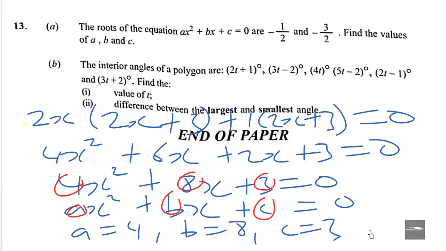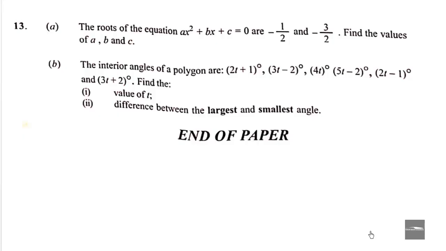And let's look at the b part of the question. We are given the interior angles of a polygon to be 2t plus 1 degrees, and so on, up to 3t plus 2 degrees. We have to find the value of t. So remember that the polygon will have how many sides? 1, 2, 3, 4, 5, 6 sides. So the sum of all the angles is given by n minus 2 times 180.